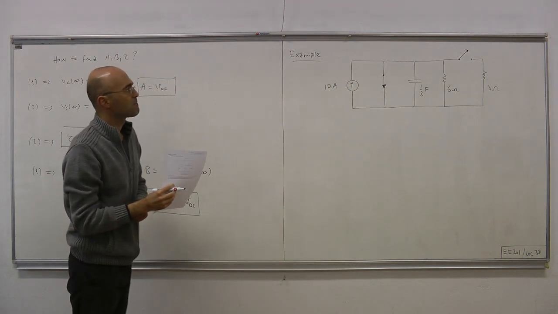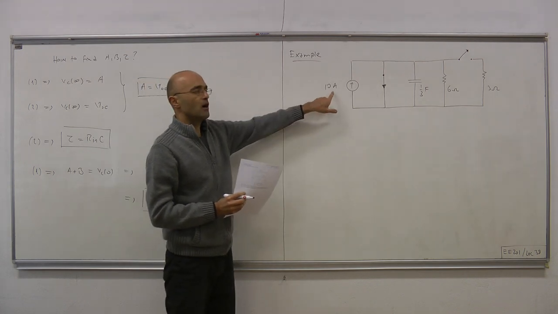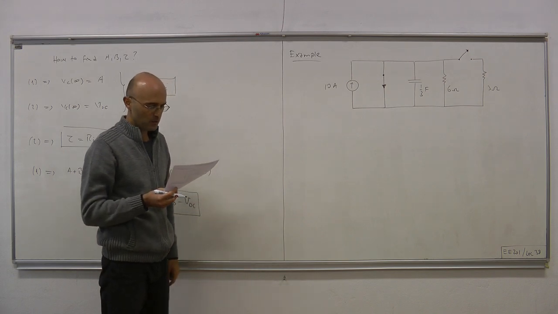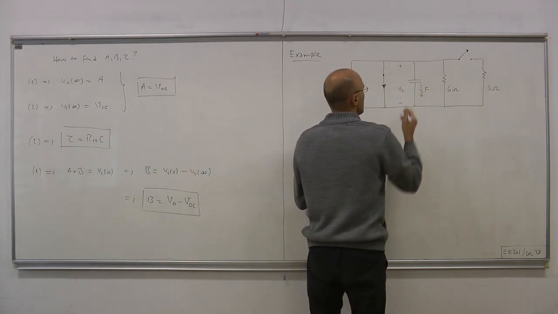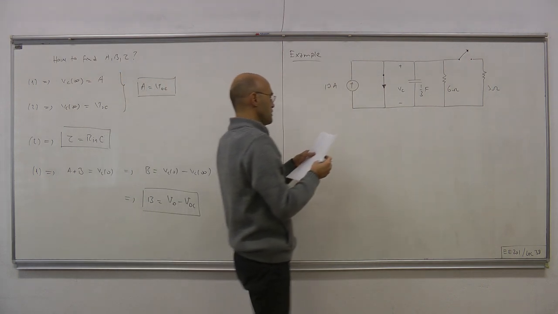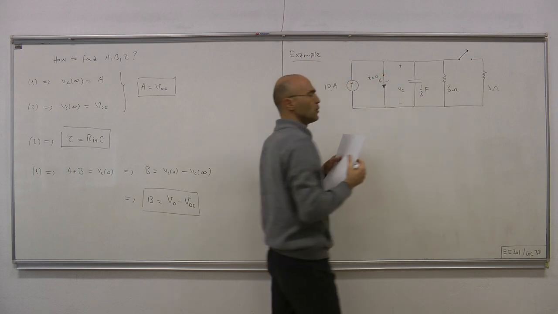So we have the following topology. We have a constant current source, two LTI resistors, and a capacitor. And what we're asked is the capacitor voltage. Now we have two switches. The first switch opens at t equals 0.